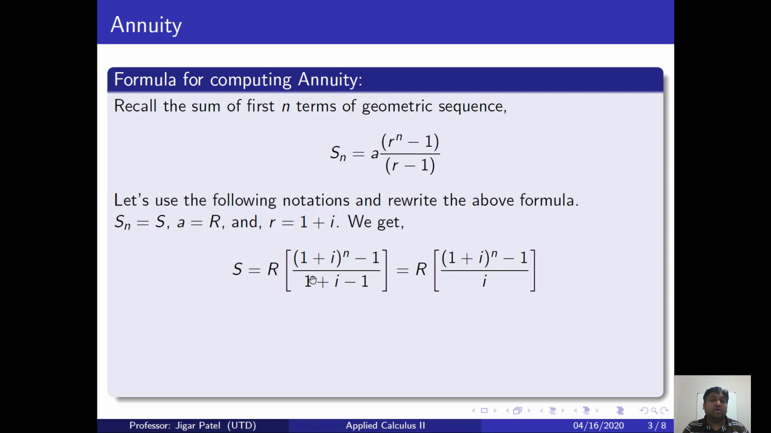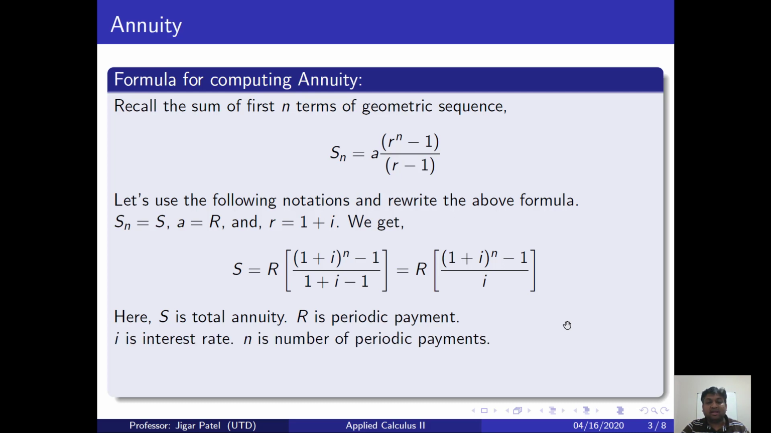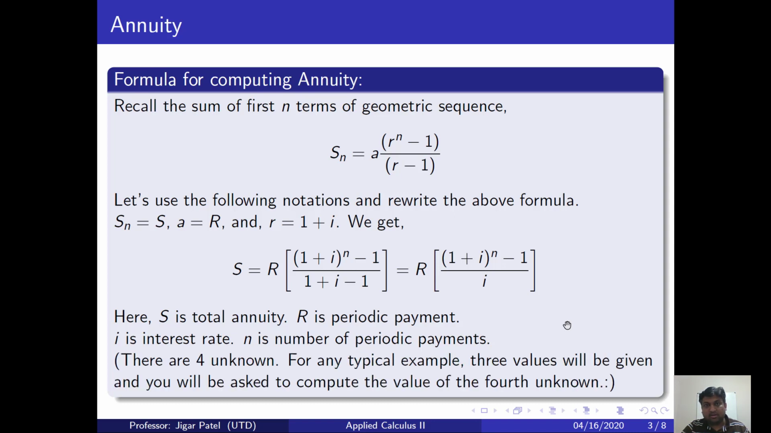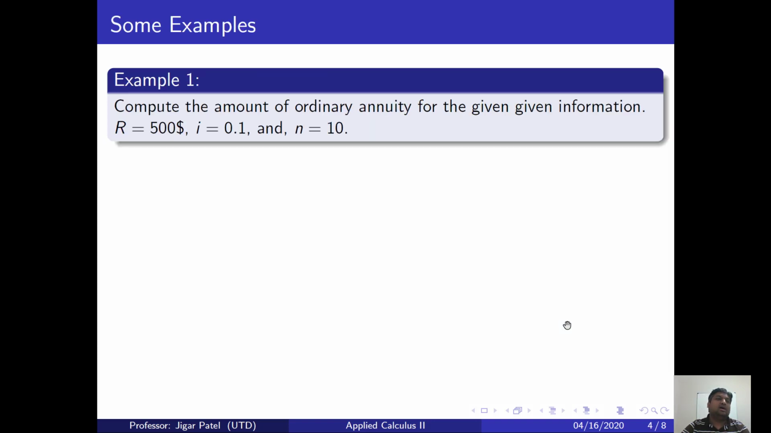So I'm going to show you these two different types of examples now. Let's start with the first one. Again, S is the total annuity, R is periodic payment, I is interest rate, and N stands for number of periodic payments made. This is the same thing that I said, I just repeated.